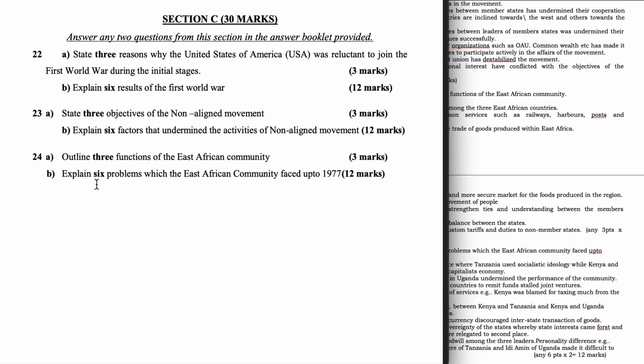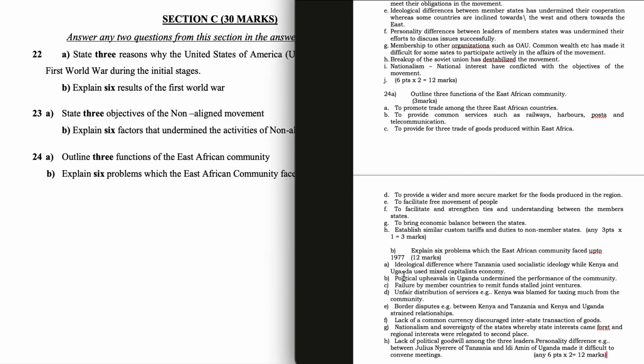Question 24b. Explain 6 problems which the East African Community faced up to 1977. Ideological differences where Tanzania used a socialistic ideology while Kenya and Uganda used a mixed capitalist economy. Political upheavals in Uganda undermined the performance of the community. Failure by member countries to remit funds stalled joint ventures. Unfair distribution of services. For example, Kenya was blamed for taxing much from the community. Border disputes, for example, between Kenya and Tanzania and Kenya and Uganda strained relationships. Lack of common currency discouraged interstate transaction of goods.